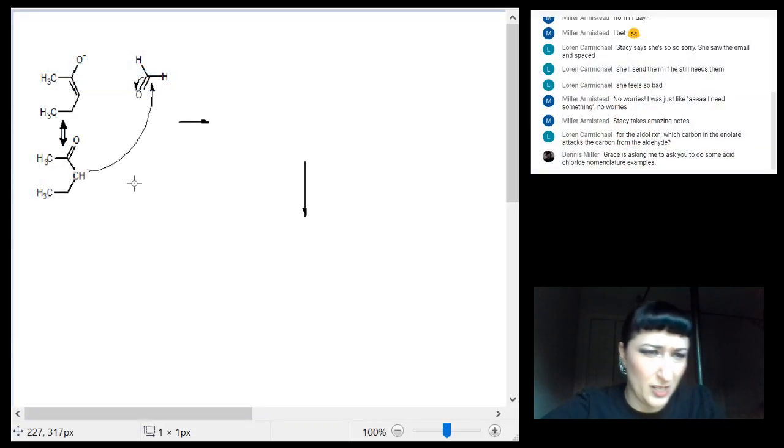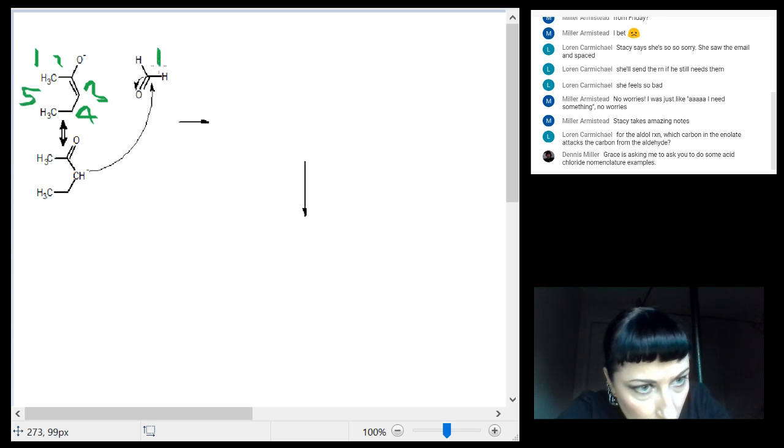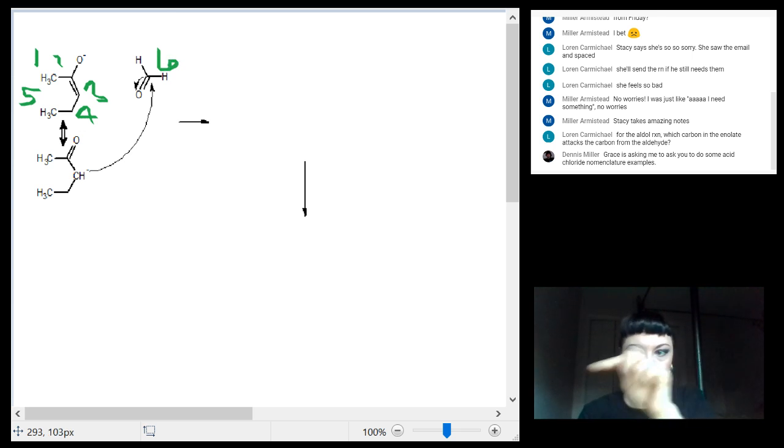I didn't copy it with a lot of really good detail here, but I think it's good enough for what we need to do. So what I wanted to do is just show you, do some colors here. So I've got carbon 1, 2, 3, 4, 5, and then I'm just going to go over here and number that one 6. So I basically just went around and then did number 6. And it doesn't matter what order you do that in at all. It's just however you want to do it.